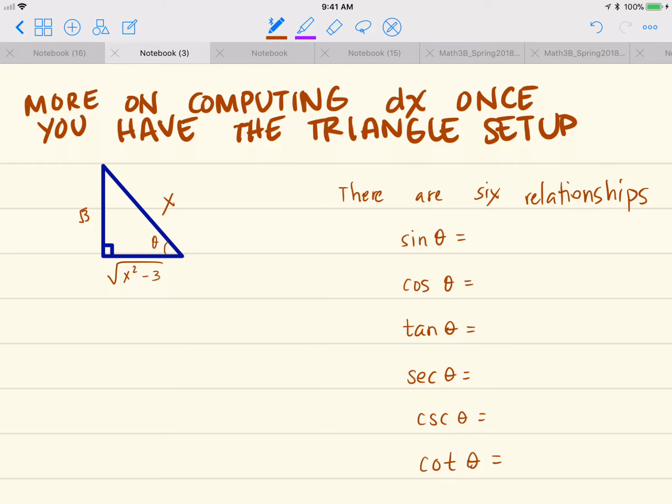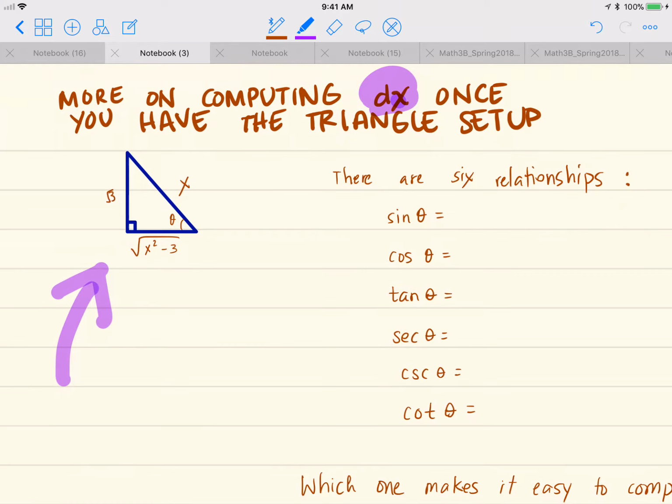Okay, so this is showcasing the first example on Canvas, showing how to do step 3. This is our triangle right here. And the issue is how do we compute dx once we have the triangle set up. So I'm starting off assuming that I have the triangle set up. And now the first thing that I said in the video was you want to find a relationship between x and theta.